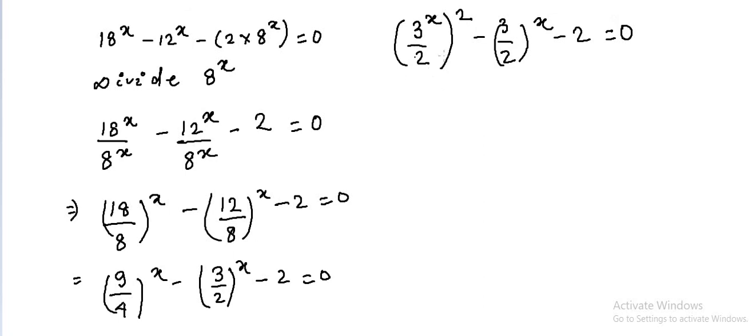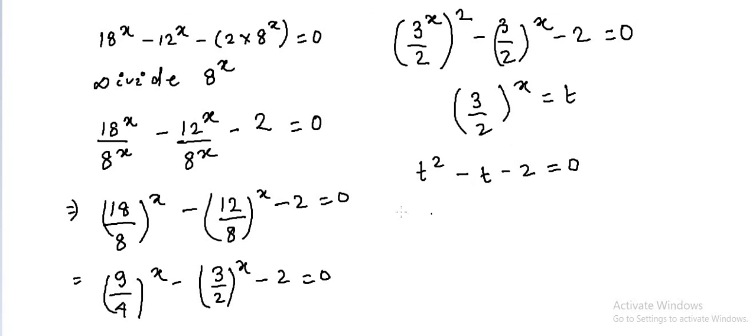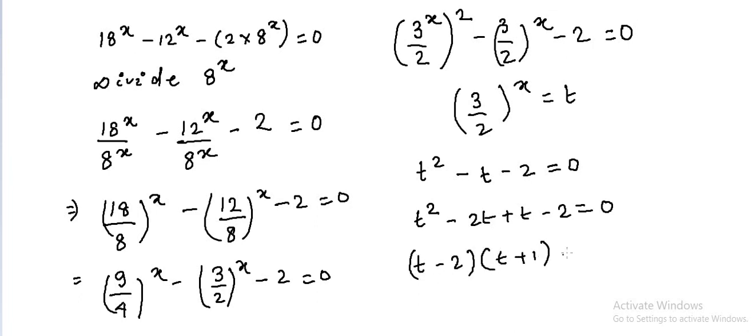Now substituting 3 by 2 to the power x is equal to t, you are going to obtain a quadratic equation, that is t square minus t minus 2 is equal to 0. Now solve this quadratic equation and get the roots. Solving it is very easy. Factorize it: t minus 2 into t plus 1 is equal to 0. So the values that you obtain are 2 and minus 1.